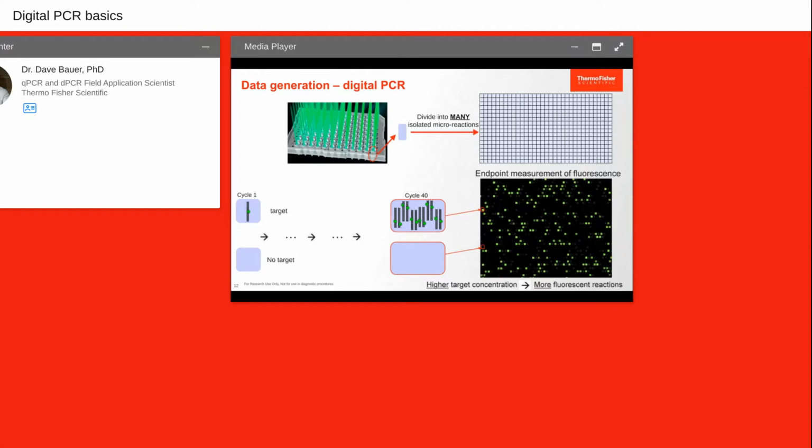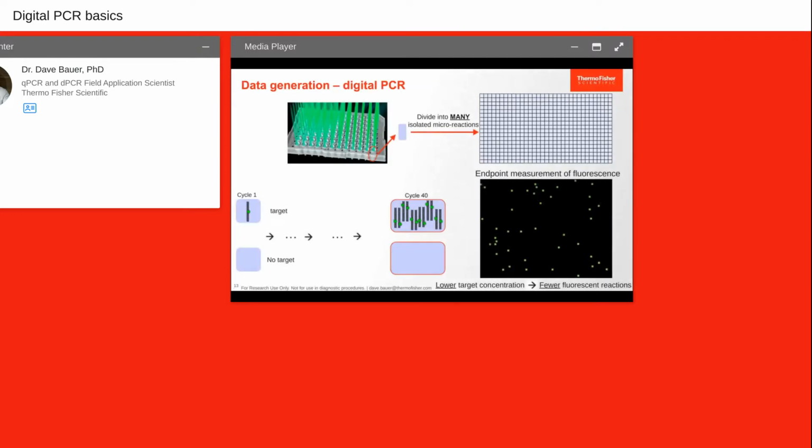And now if we look at actual data from the absolute Q instrument, this is what it would look like. The endpoint measurement, we see that for any of those isolated subreactions where we have some target present in the beginning, we get the fluorescence shown in green. And then for any subreactions that were empty of target, we don't see anything. And as you would intuitively assume, if you have a higher target concentration, you'll have more fluorescent reactions. Whereas if you have a lower target concentration, you'll see fewer fluorescent reactions.